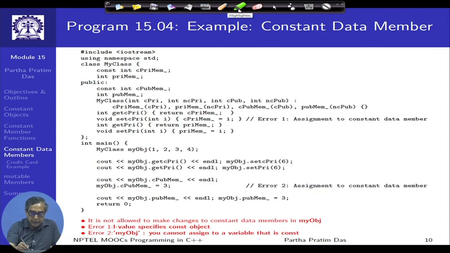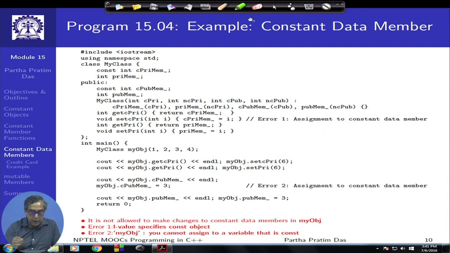So, let us look at this. Now we have an example where we have two private members. This is a non-constant one and this is a constant one. We have made it constant by putting this const keyword. Similarly, I have shown two public data members, one of them is constant, the other one is non-constant. We have a constructor which initializes all of them, and we have the set and get on all of these members.